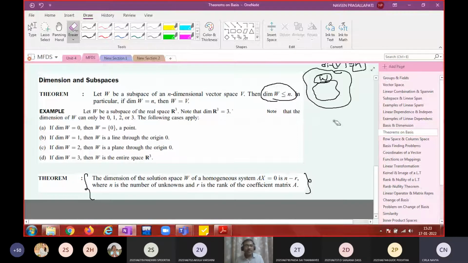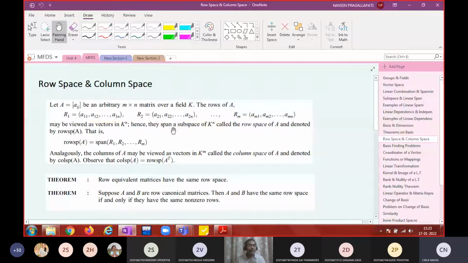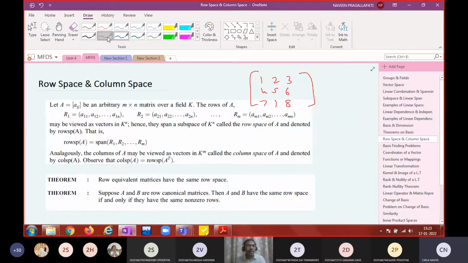Now, what is the next concept? The next concept is about row space and column space. So, what are row spaces and column space? This also I discussed in the class. Suppose you have a matrix, like this. Let us say 1, 2, 3, 4, 5, 6, 7, 1, 8. Let me take a rectangular matrix. Let me say 1, 2, 3. So this is a 3 by 4 matrix.